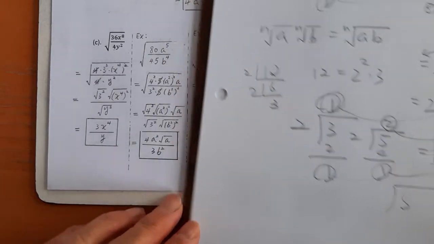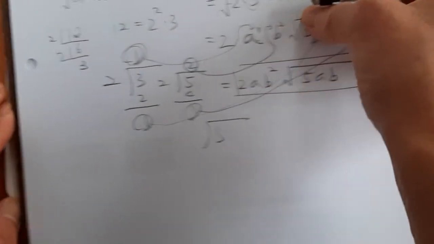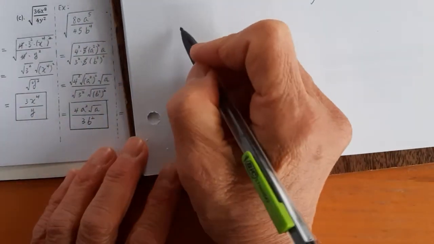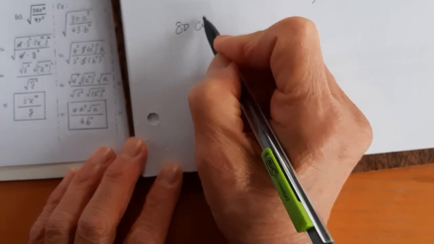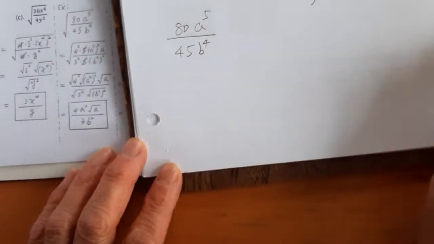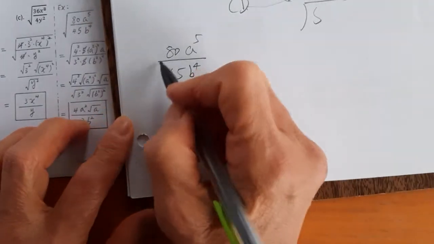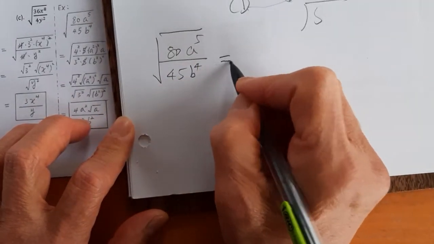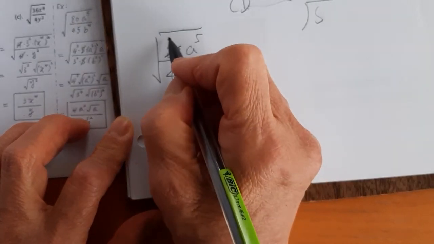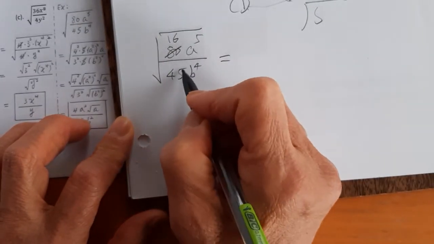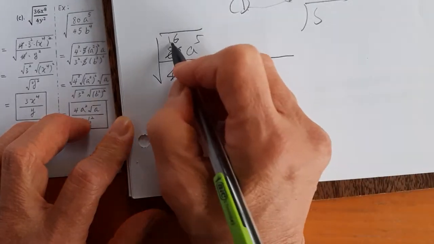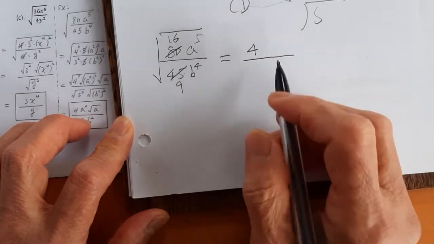you can do another, a quick way. It's 80, a to the power 5, 45, b to the power 4. Take square root. First of all, cancel common factor 5. 80 divided by 5 is 16. 45 divided by 5, it's 9. Then 16 takes square root out, it's 4.